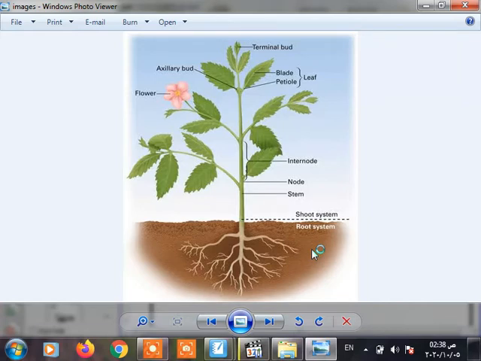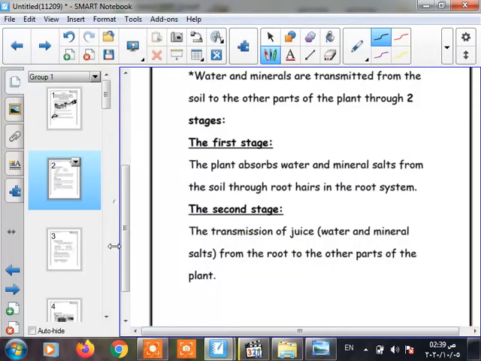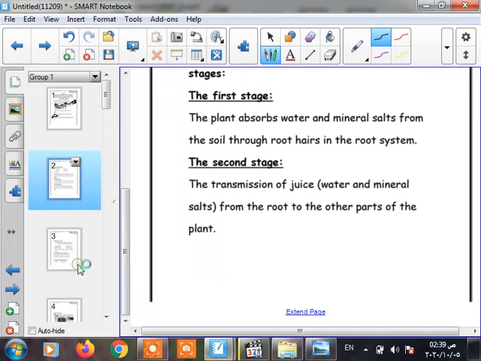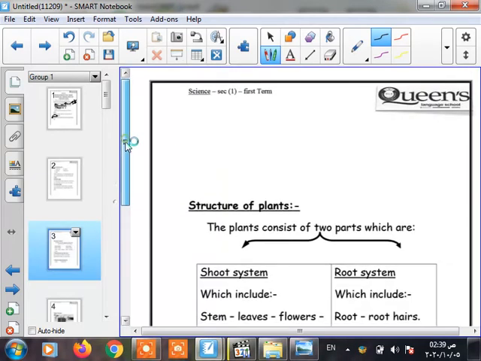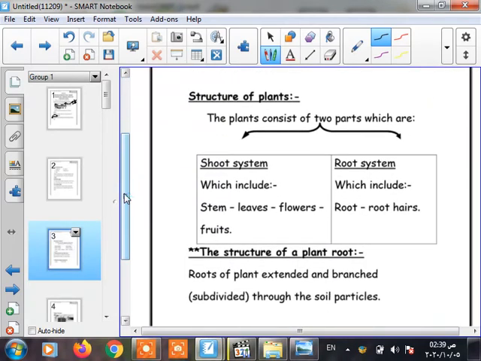And part number two, the shoot system. The shoot system consists of the stem, leaves and the flowers. And we say the function of the stem is transmitting the water and minerals from the root to the other parts of the plant. This is like a tube, a small tube. Okay?